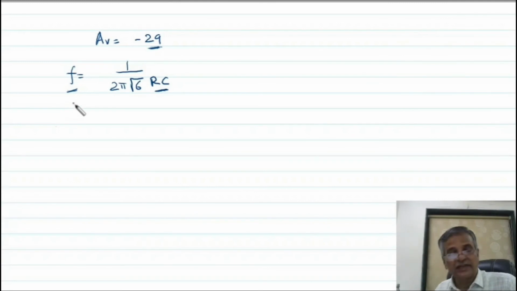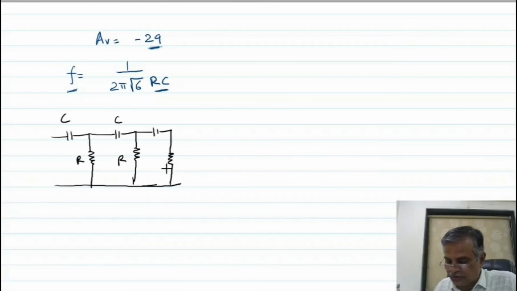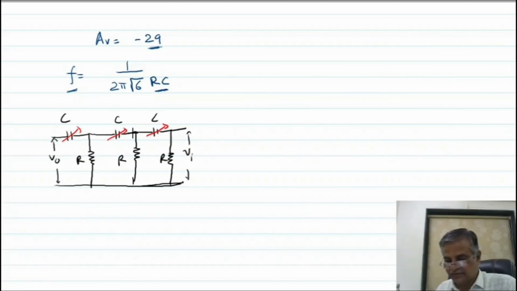Now, another limitation is that in this RC network, if you want to change the frequency of the oscillator, then you have to change the 3 values of the capacitance simultaneously, or you have to change the 3 values of R simultaneously.